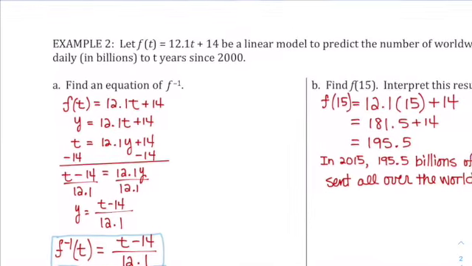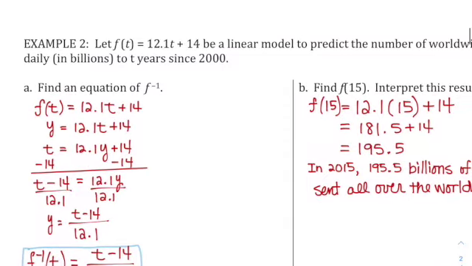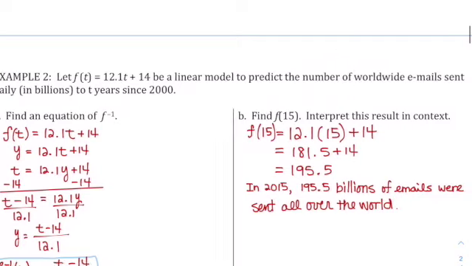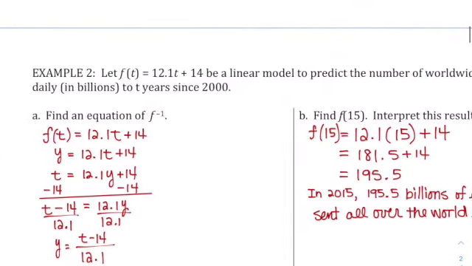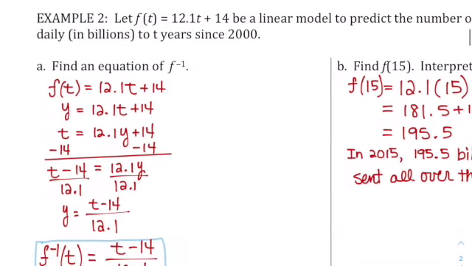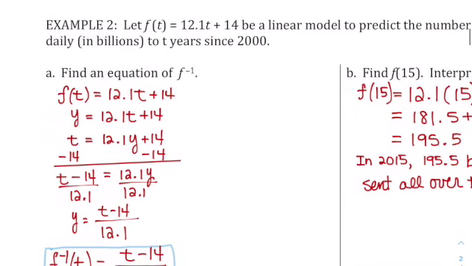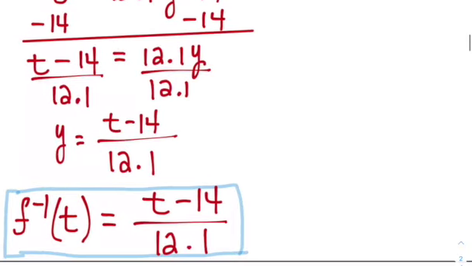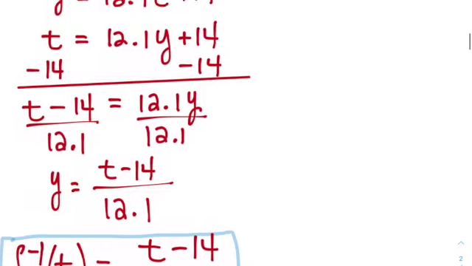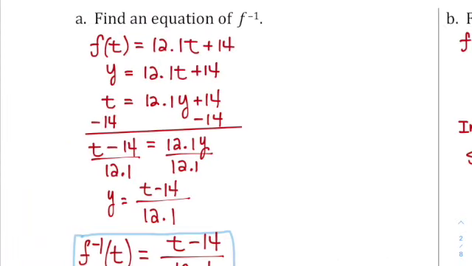For example number 2, let f of t equals 12.1t plus 14 be a linear model to predict the number of worldwide emails sent daily in billions, t years since 2000. A, they just want you to find the inverse of the function. So I show you the steps, and f inverse equals t minus 14 over 12.1. Don't forget the steps: I change that to y, I swap the x, the t, and the y. T is like the x. I solve it for y, get the y by itself.